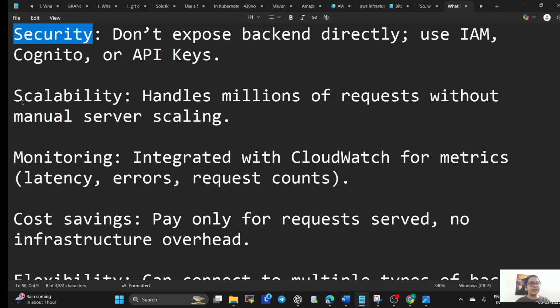And it is very hard to scale things. But with the help of API Gateway, it will be very easy for us to scale things, even millions of requests, without manual scaling. See how big a thing that is.